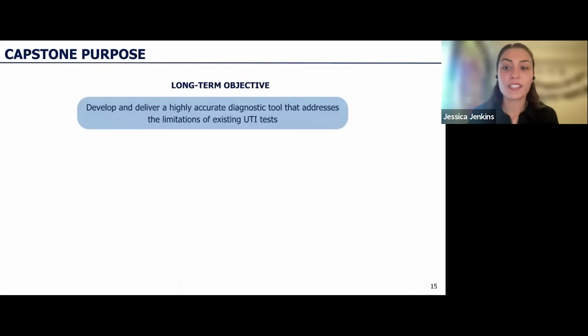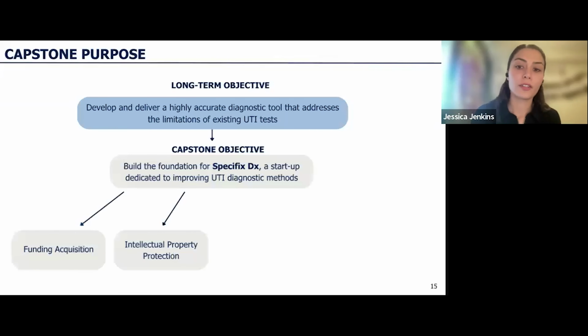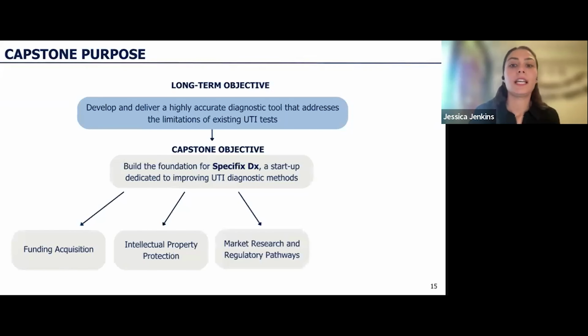Of course, this vision will take many years to execute, and for this reason, the objective of this year's Capstone project was to build the foundation for a startup dedicated to the clinical development of this innovative diagnostic method. Building this foundation involved 4 major components. First, acquiring funding to support research and development efforts. Second, learning how to protect intellectual property. And third, gathering information on prospective end users, the market, competitors, and regulatory pathways. And lastly, conducting a proof of principle clinical study to validate the use of alternative biomarkers for UTI diagnosis.